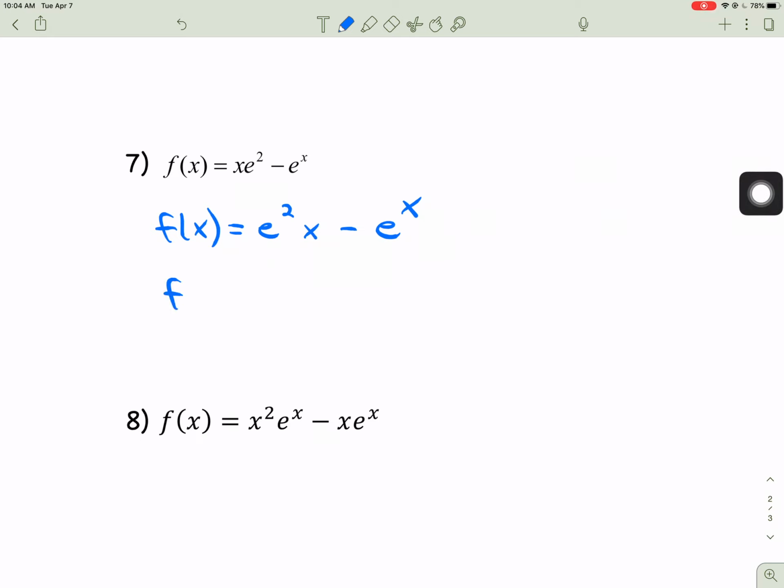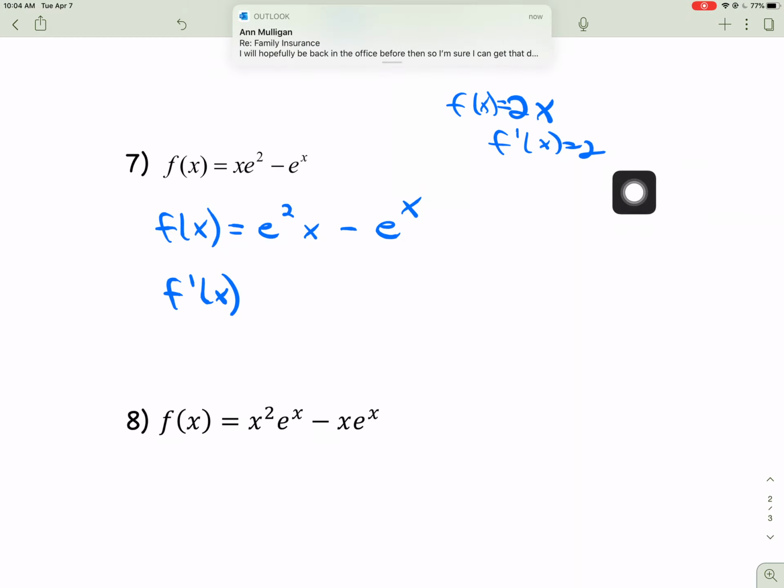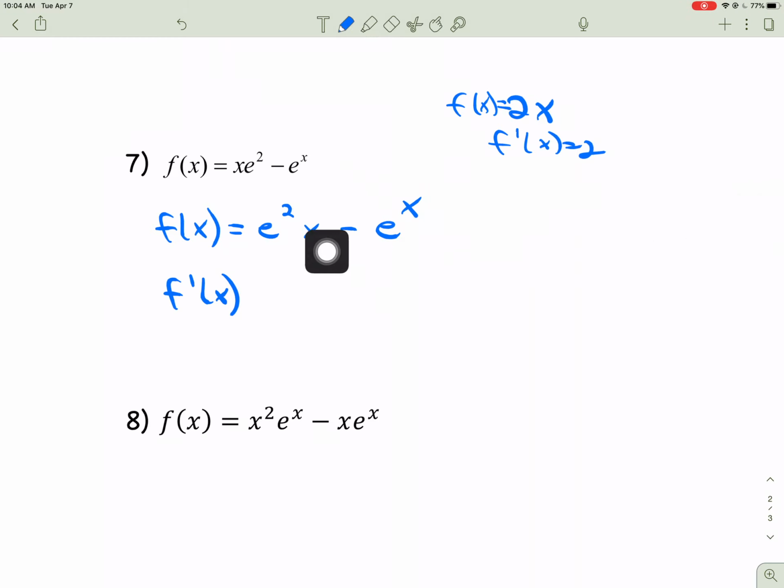So when you take the derivative, right, imagine 2x, then the derivative is just 2. Same thing here. This is e squared x, so the derivative is just e squared. And then the derivative of minus e to the x is e to the x.